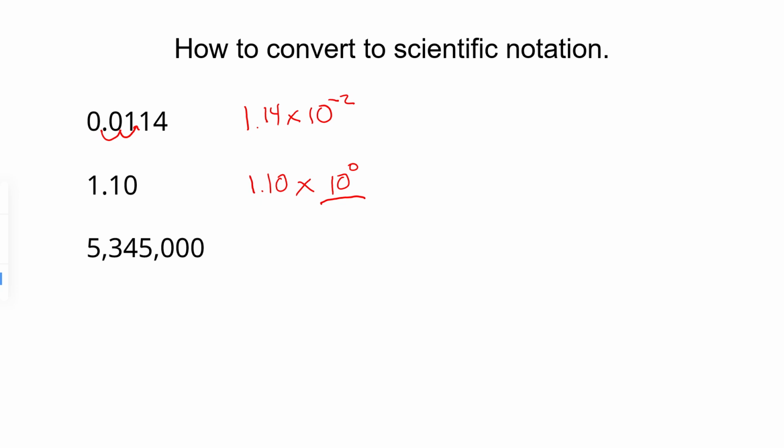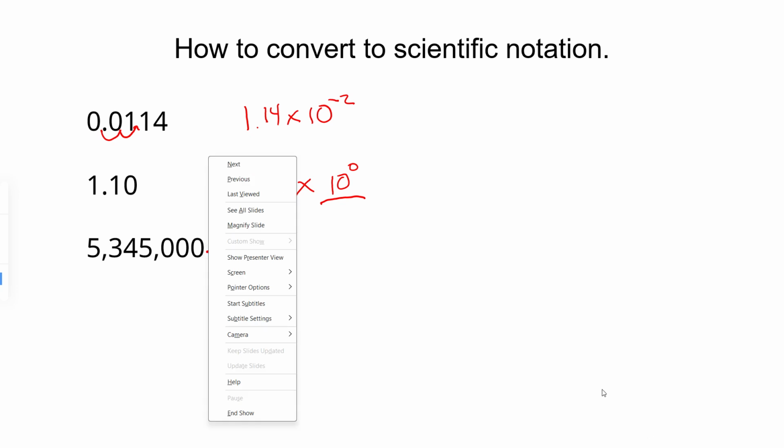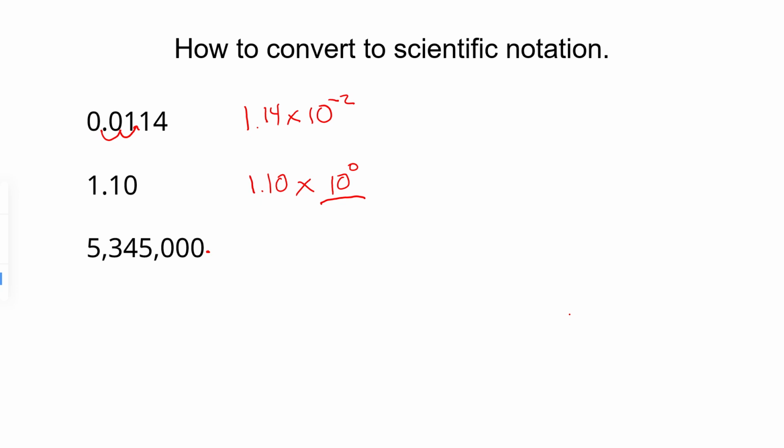All right, so now we've got this number. We're going to put this imaginary decimal here, and we're going to move this 1, 2, 3, 4, 5, 6 places. So we get 5.345 times 10, and this is going to be a large number. We move the decimal to the left. We're going to keep it a positive exponent.